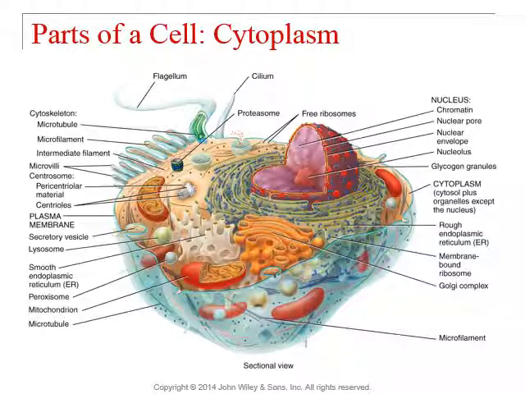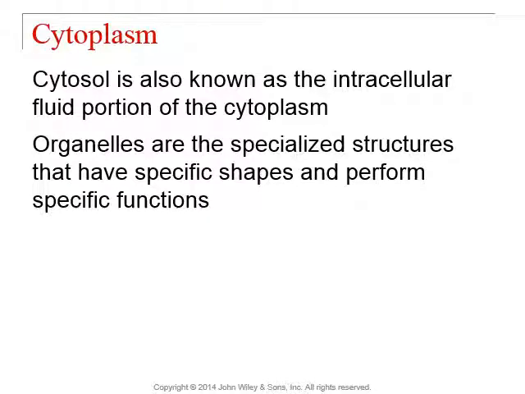So again, when we talk about the cytoplasm, we talk about the plasma membrane. The cytoplasm is going to include everything within the plasma membrane except for the nucleus. So the cytoplasm will include all the organelles except for the nucleus, as well as the cytosol. The cytosol is known as the intracellular fluid. The organelles are going to be all the other specialized structures. They're going to have different types of shapes and different types of functions, which we'll go over in just a moment.